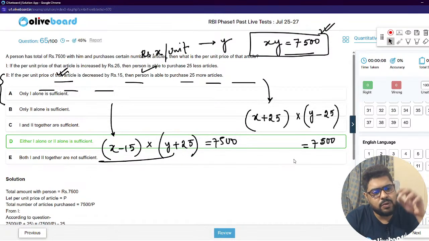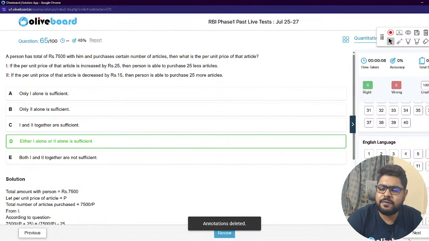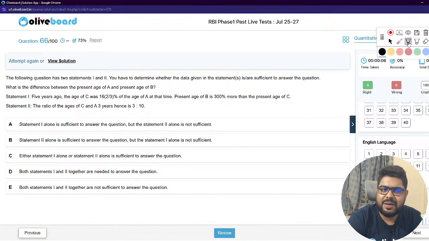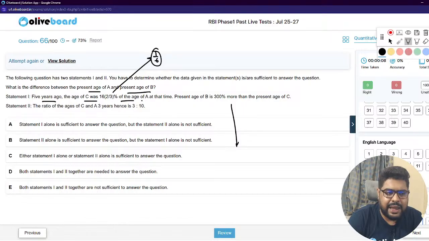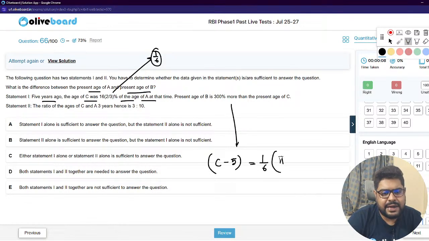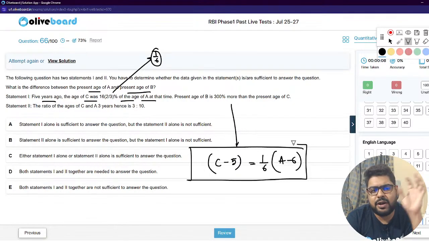Look, I told you, you don't need to solve in data sufficiency. Just figure out the way to think. Perfect. Difference between the present ages of A and present age of B. Let's see. 5 years ago, C is, sir, this is 1/6 of the age of A at that time. Sir, one equation. Again, I'll not solve, I'll just check whether it can be solved or not.